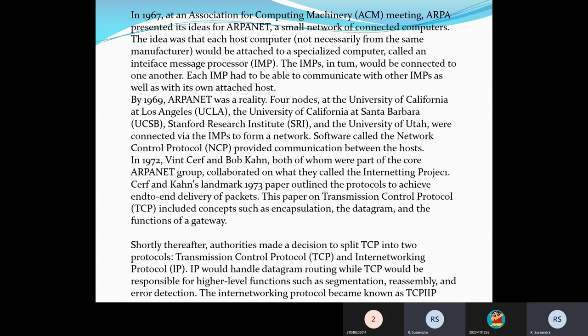But still they could not do it. So each IMP, interface message processor, helped them connect the one-to-one system. It was able to communicate with other IMPs as well as with its own attached host. If I am the host of this meeting, I can give a message and connect with you people. Likewise, they created this idea, so one host can give a message to another. First they initiated this process.